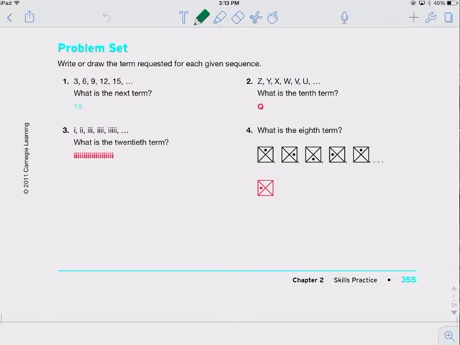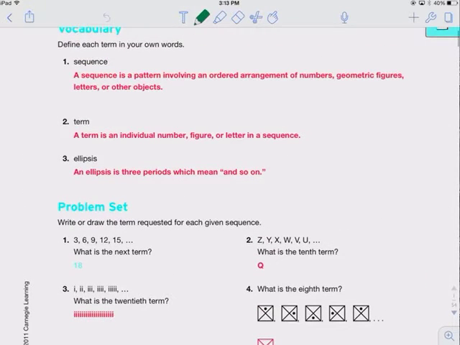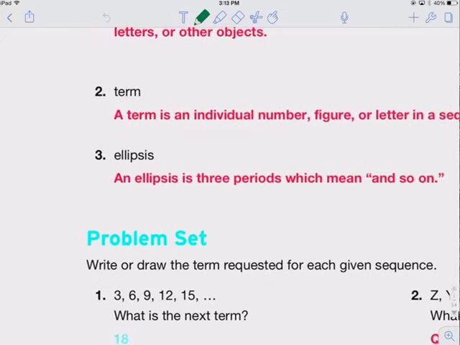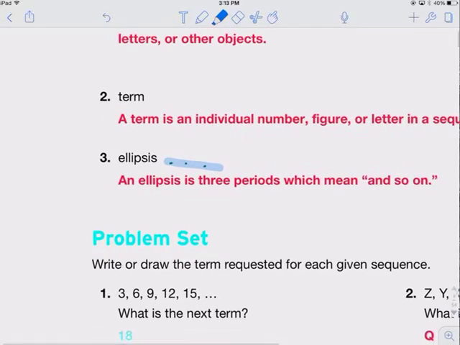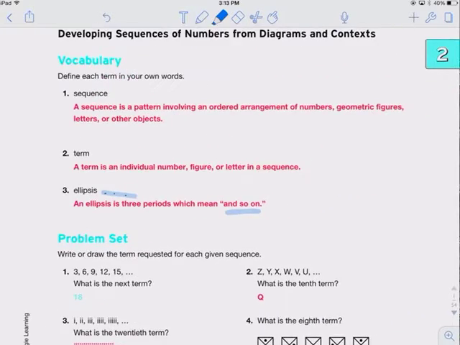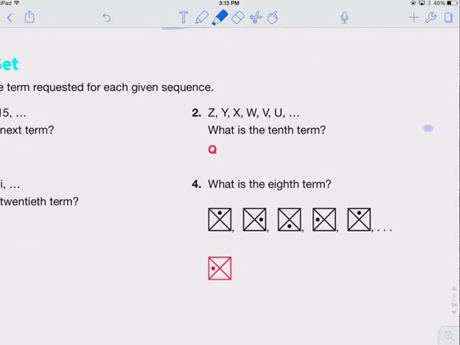Wait, do we have to do the vocabulary part? Yes, because you have your notes. An ellipse, you know what an ellipse is? It's the dot, dot, dot, and so on. Wait, that's only 3. We don't have to do 3. Okay. All right, let's do 2.